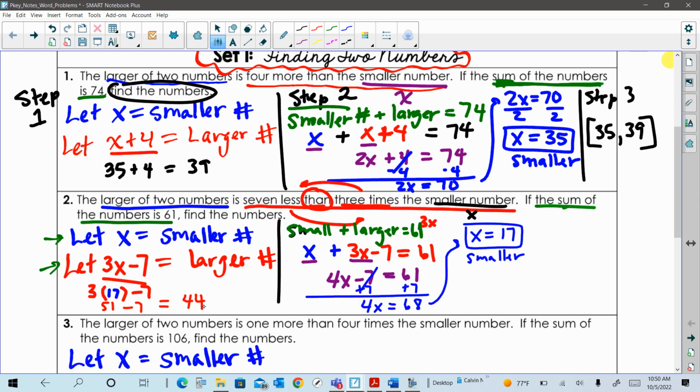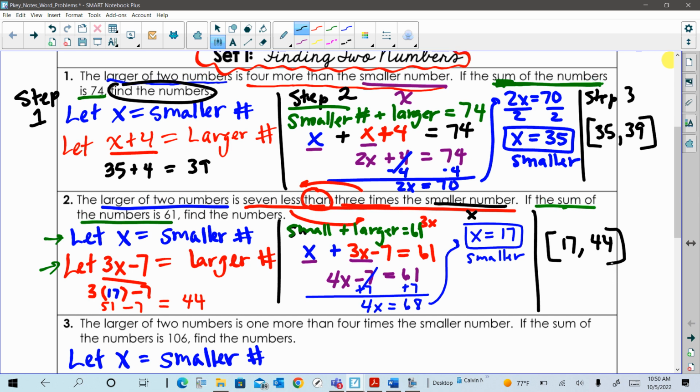Yes or no? Yes. Okay. What's the no? We have questions? So our solution is bracket 17, comma 54. Are we okay there?